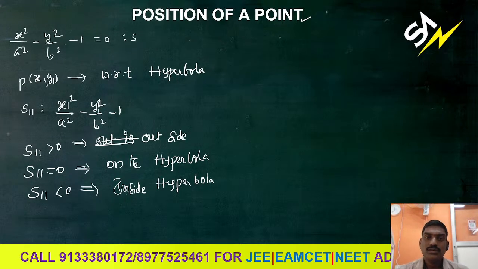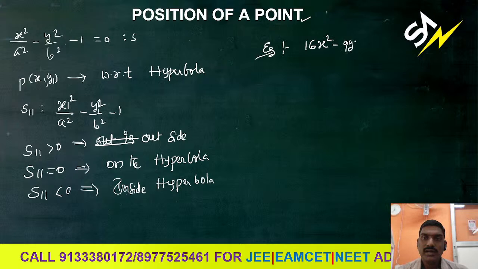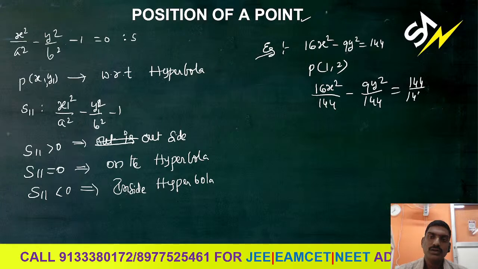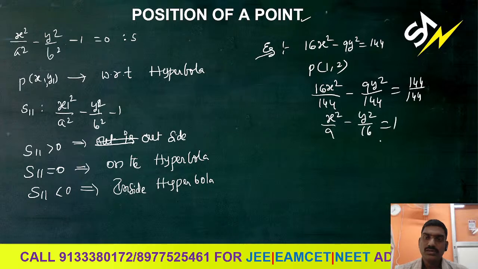Let us see one example here. We have 16x square minus 9y square equals 144, and we need the position of the point (1, 2) with respect to this hyperbola. 16x square over 144 minus 9y square over 144 equals 144 over 144. So x square over 9 minus y square over 16 equals 1.